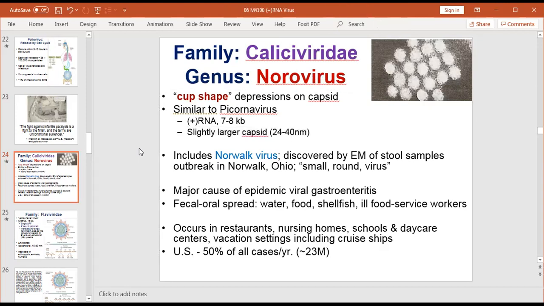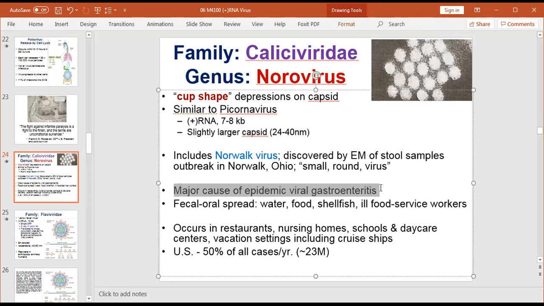A notorious virus within this family, within the genus norovirus, is Norwalk virus. That Norwalk virus was discovered by electron microscopic examination of stool samples during an outbreak in Norwalk, Ohio, where they found that they are very small and round viruses. Norwalk virus is the major cause of epidemic viral gastroenteritis.